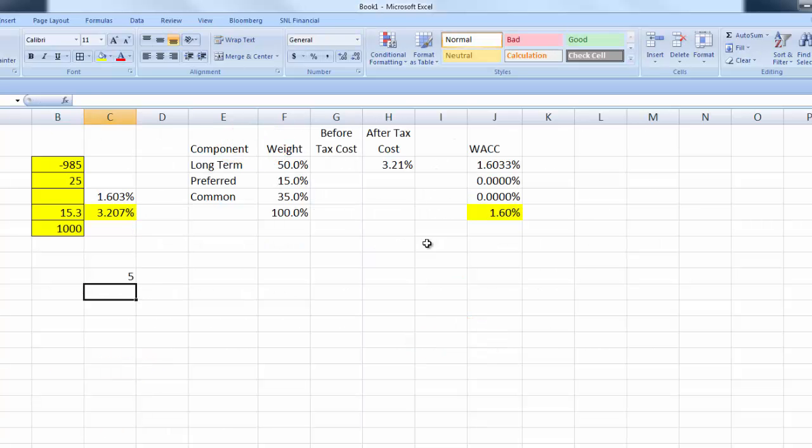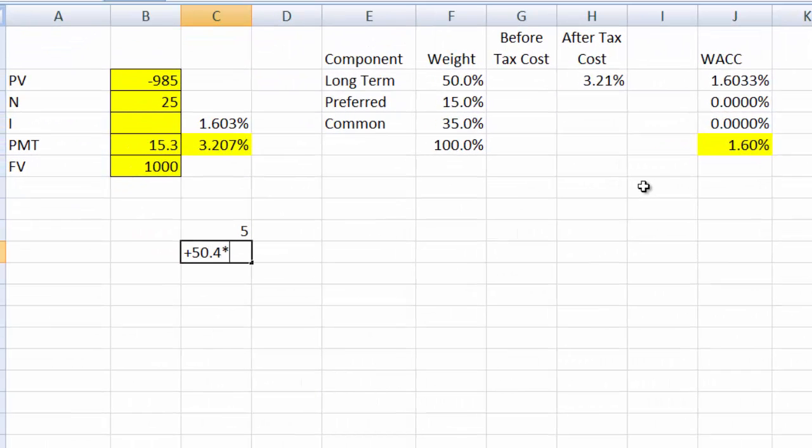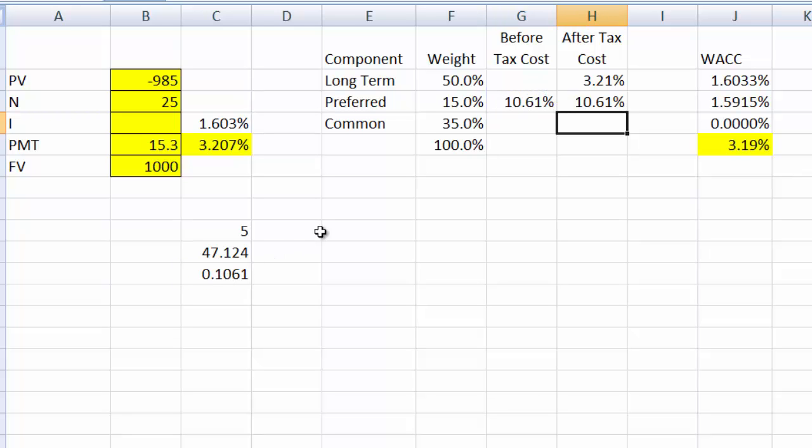So let's go ahead and do that. This is the dividend. This is basically the effective proceeds, or the net proceeds, that a firm would enjoy if they issued new preferred stock. And so the before-tax cost, and actually the after-tax cost, is going to be 10.61%.